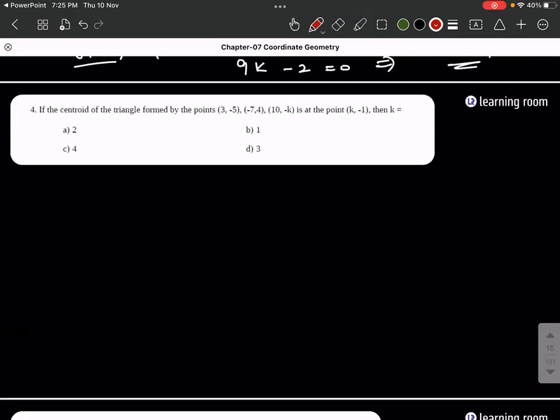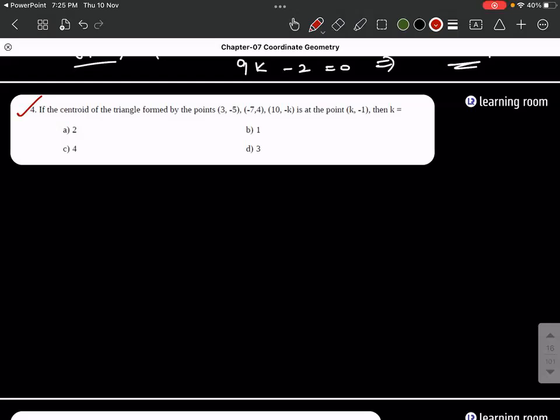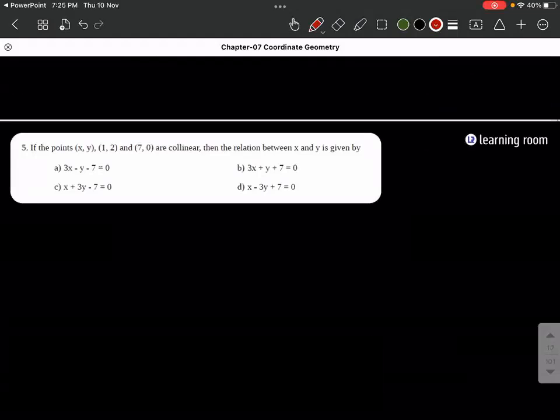So there is a problem based on centroid. Let me check. Did they teach you this concept? No, sir. Okay, then we'll skip this.